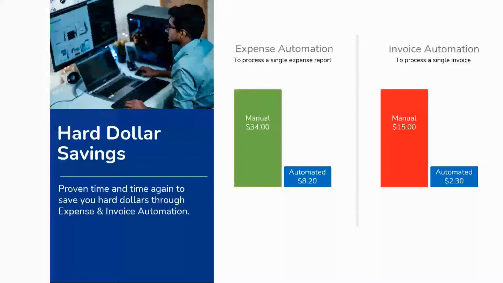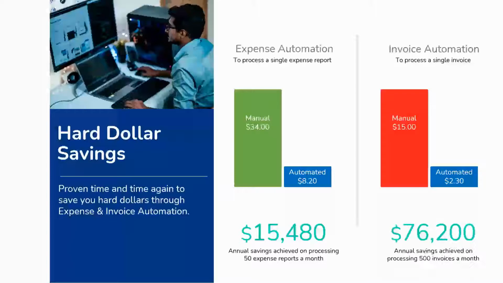If a company is processing 50 expense claims per month, that's a saving of $1,290 or $15,480 annually. Processing 500 invoices per month, it's a saving of $6,350 per month or annually $76,200. We can also provide you with a savings calculator so you can actually calculate the real costs it would take for your process, for your company to make a change to an automated process.